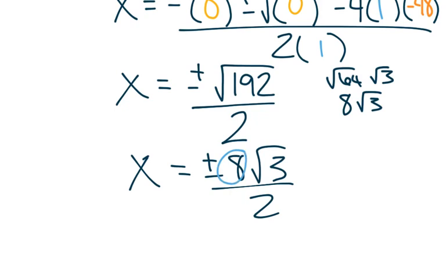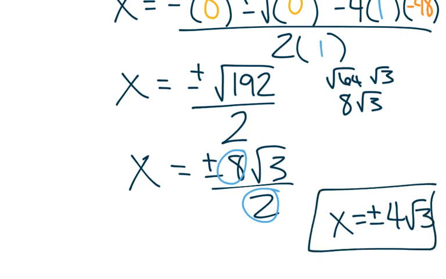Now, there are still two numbers that you've got to look at. Disregard the radical. They're both divisible by 2. That's what we're going to do. So x equals plus or minus 8 divided by 2 is 4. And on the bottom, 2 divided by 2 is 1, so you can just keep it like this. So those are two real solutions.